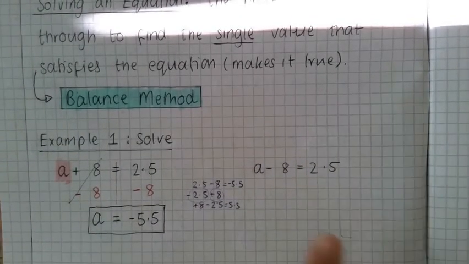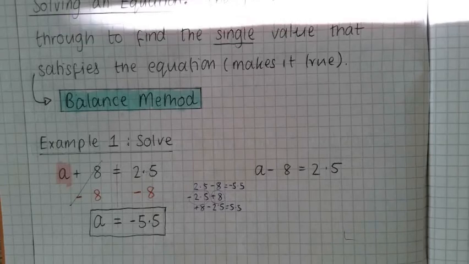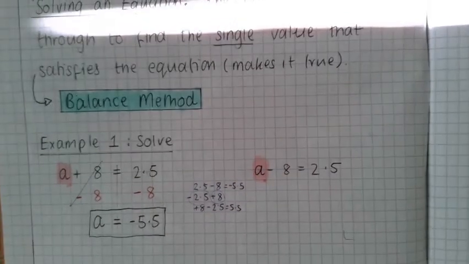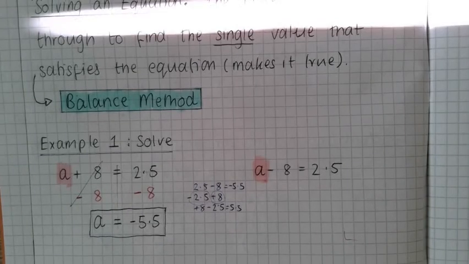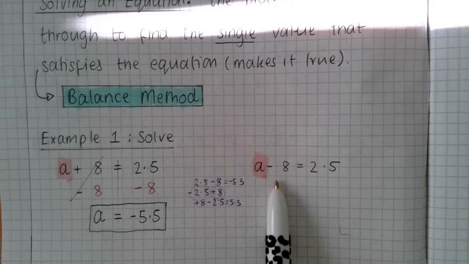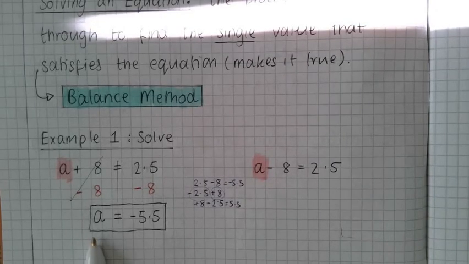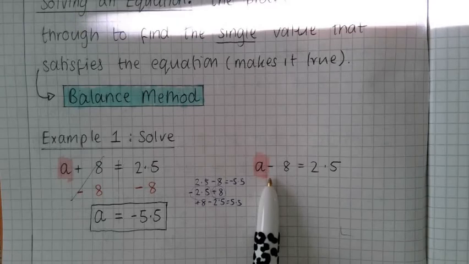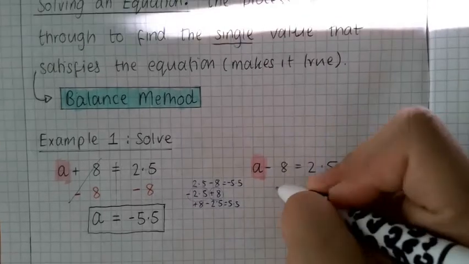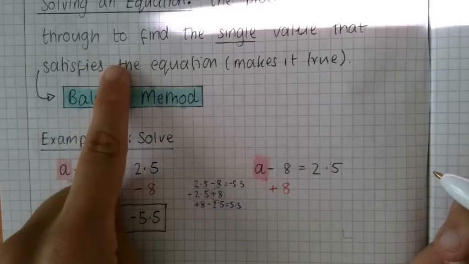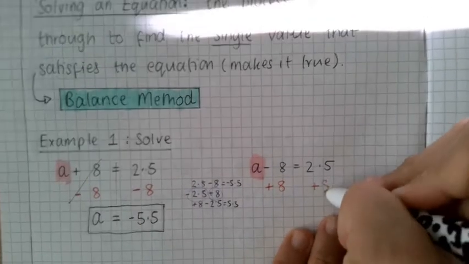So in this one, we want to solve, which means we want to find the letter. And the letter is A. Now, in this case, A has 8 subtracted from it. And we just want to find A by itself. So I'm going to have to undo take away 8. I'm going to have to get rid of take away 8 by doing the opposite, which is to add 8. But remember the balance method, we do it to both sides of the equal sign.